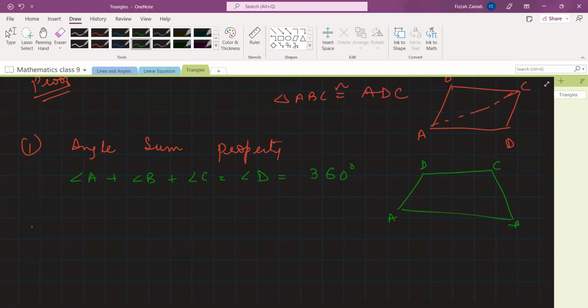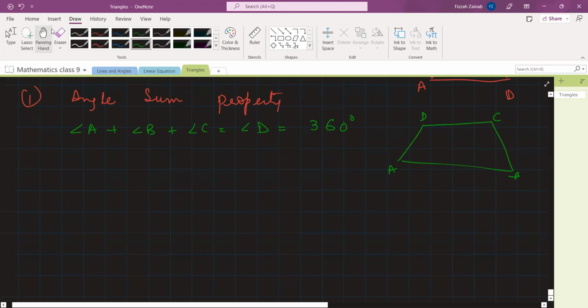Okay. And yeah, was there any other thing we studied about quadrilaterals? Zeba, is there anything I'm missing here? Let's do question number 8 now.